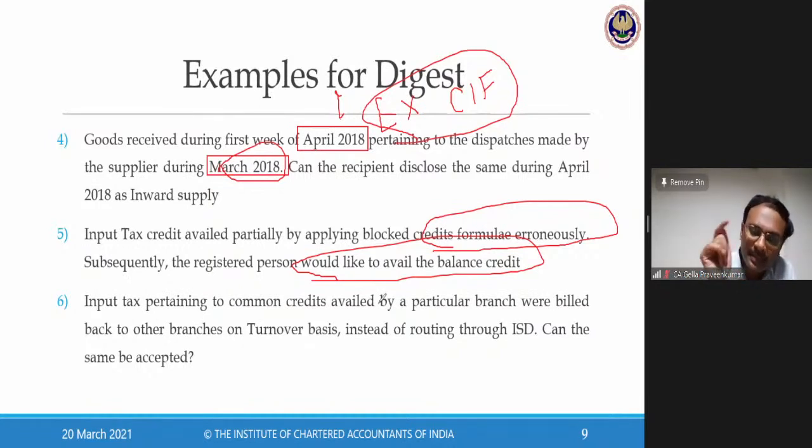Now, the moment I applied that formula, I should have reversed, say, 25,000. I have reversed 65,000. I have reversed 40,000 more. The question comes here: can I avail that input tax credit?